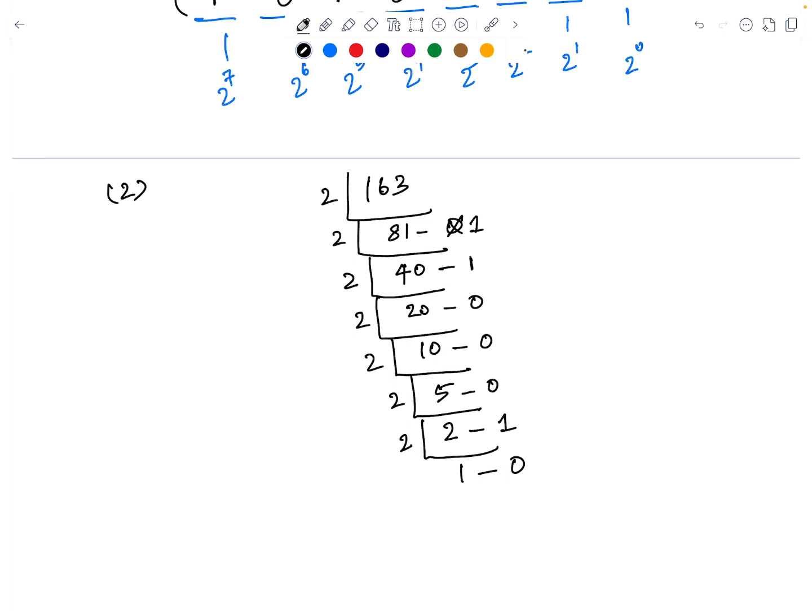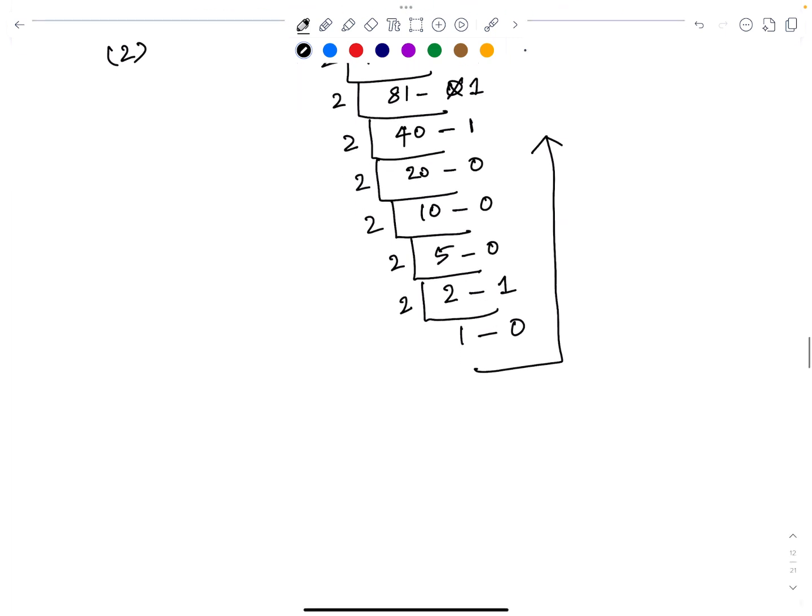All right. So we have to place our number from this direction onwards. It starts from here, the last remainder first: 1, 0, 1, 0, 0, 0, 1, 1. That's how we are going to write it: 1, 0, 1, 0, 0, 0, 1, 1. So it's the same result. This is the equivalent of 163 base 10. Is that clear? So this is the conversion of decimal to binary number.